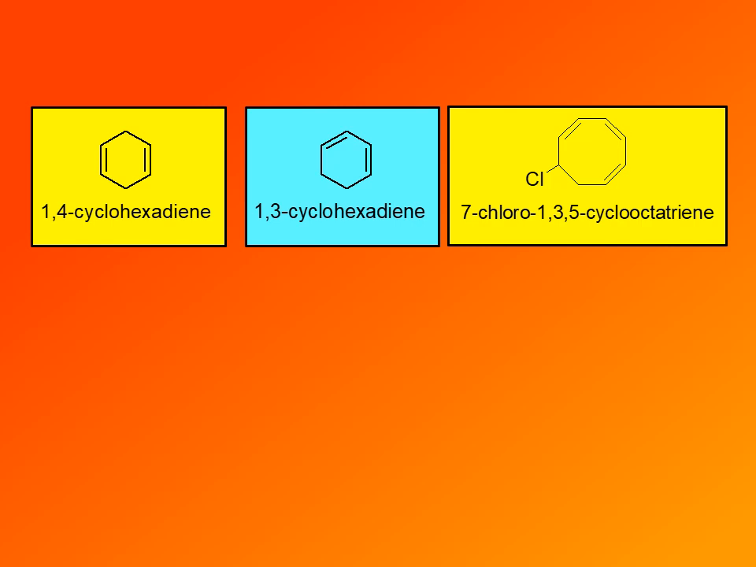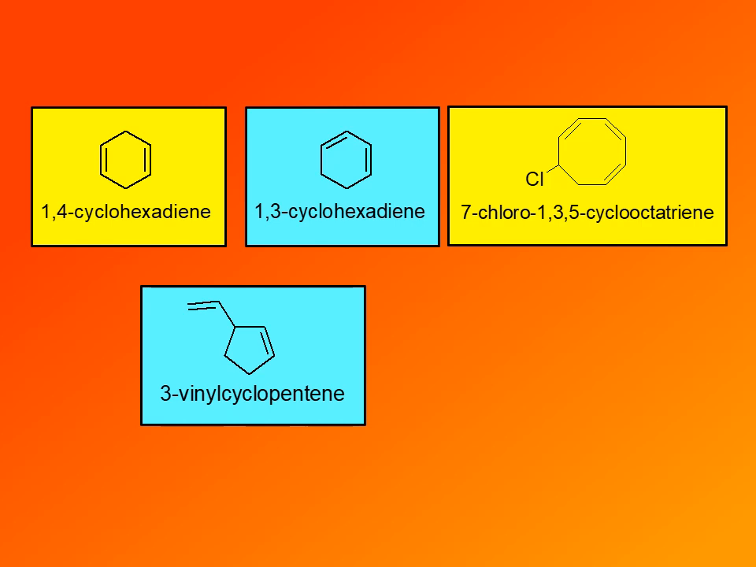cyclooctatriene. There are 8 carbons. And on carbon 7 there is a substituent. Of course, double bonds of the triene must have the smallest possible set of numbers, which leaves number 7 for chlorine. So 7-chloro-1,3,5-cyclooctatriene.